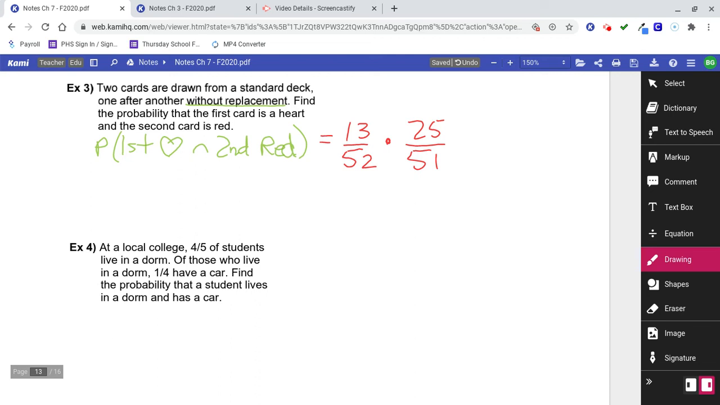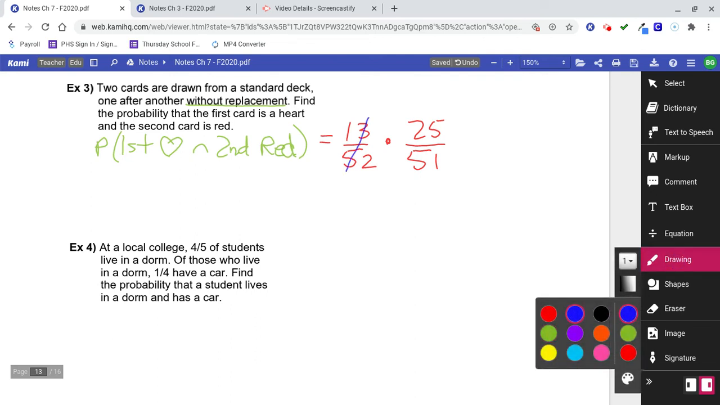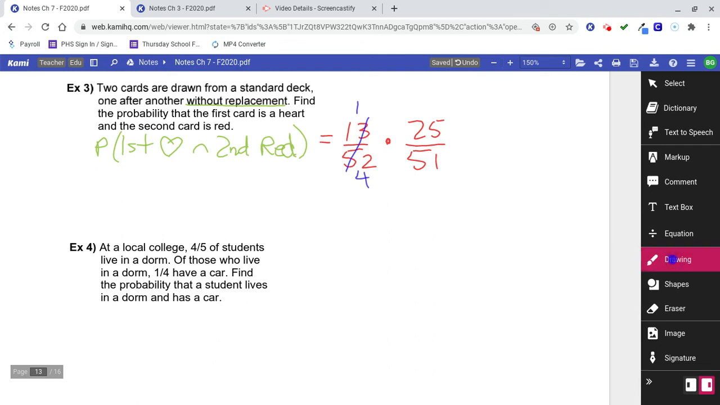And so to find that probability, we're going to multiply that. You can multiply and reduce. It might be easier on your brain if you reduce first, okay? If you reduce your fractions first and then multiply, that's going to give you 1 times 25 is 25. 4 times 51 is 204. When we're talking about probabilities, you can either give reduced fractions or a decimal. As long as we know that that number is in between 0 and 1, you're pretty good.